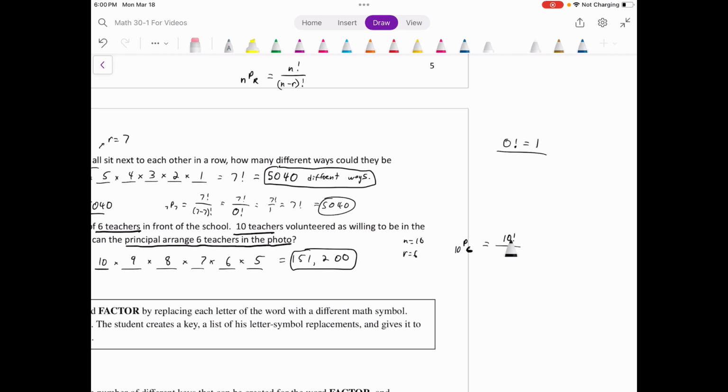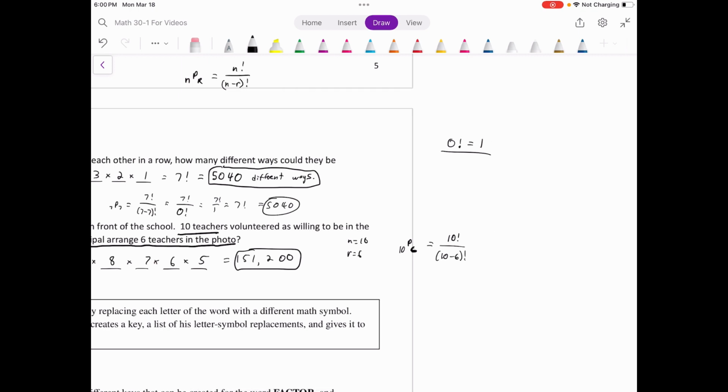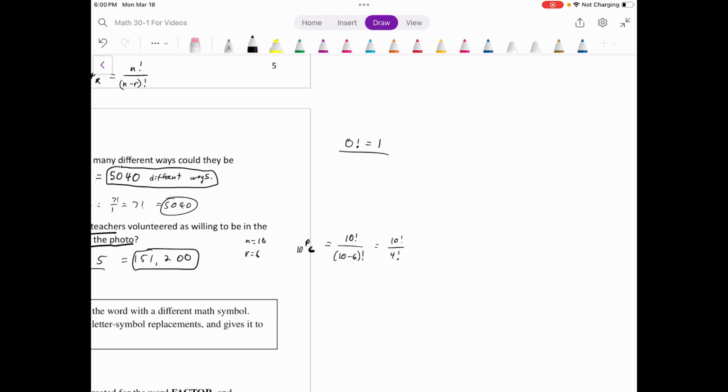There would be 10 factorial ways to arrange 10 teachers, but we don't care about the ways to arrange 4 teachers, because no matter which outcome we look at, we're not actually arranging 4 teachers, right? Because we're only choosing 6. So that's why we do n minus r, 10 minus 6 factorial, right? Because the 4 teachers who aren't chosen, it doesn't matter how they're arranged, they're not in the picture. So this gives us 10 factorial over 4 factorial. The number of ways to arrange the 4 teachers who are not chosen needs to be divided out here.